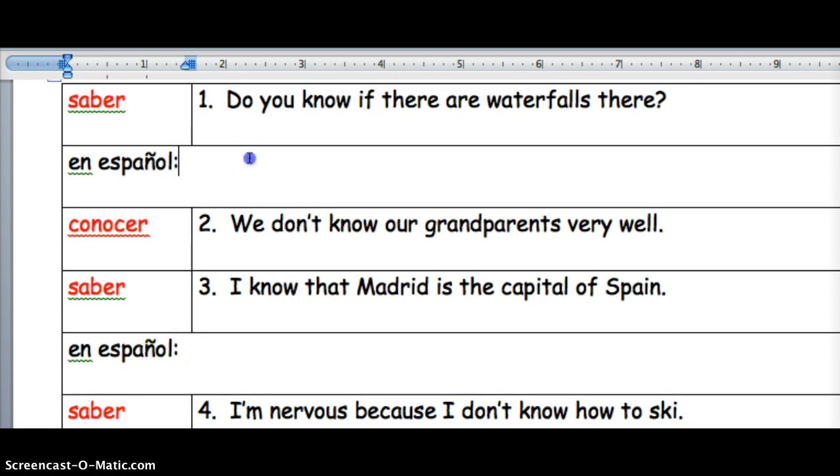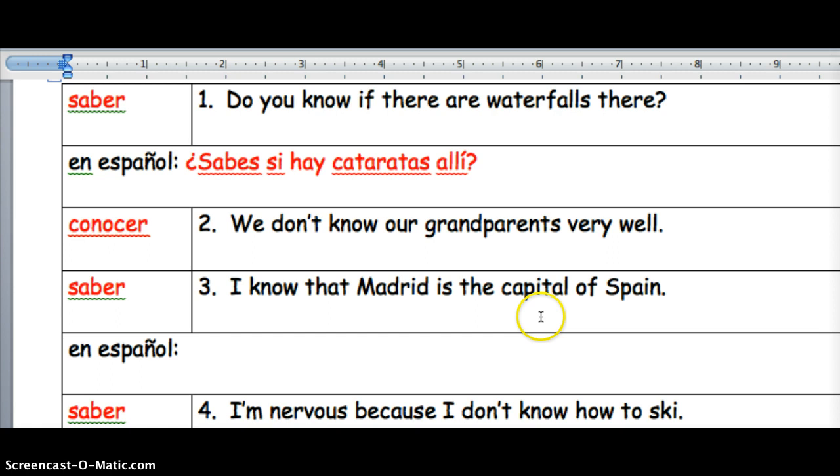Back up to the translation here. Do you know if there are waterfalls there? So the tú form of saber is sabes if, si, hay cataratas ahí. ¿Sabes si hay cataratas allí?